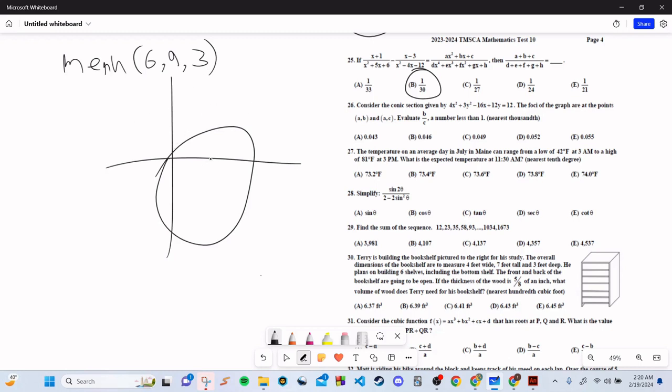and I would get my 2 foci points, which are going to be 2 comma negative 0.174 and 2 comma negative 3.83. And so if I were to divide these two y values, I would get a number that's about 0.046. And so that's going to be our answer, answer choice B.